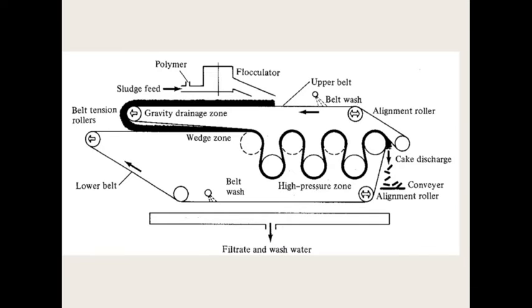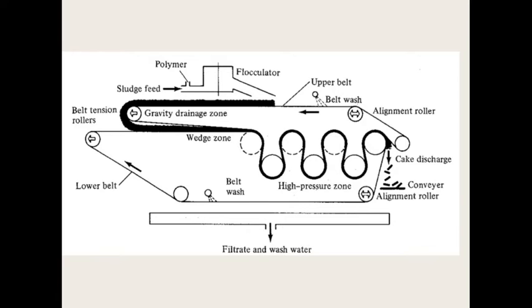Okay, so water is allowed to flow over that belt, and the sludge gets squeezed between the series of belts over the series of rollers. Finally, you get the water at the bottom, that is filtrate or wash water. At the right side you can see the dry cake, that is cake discharge, and the conveyor and alignment roller.